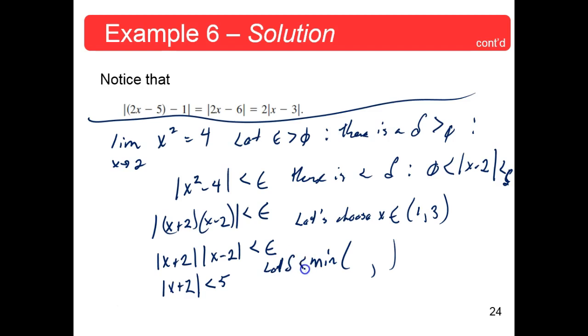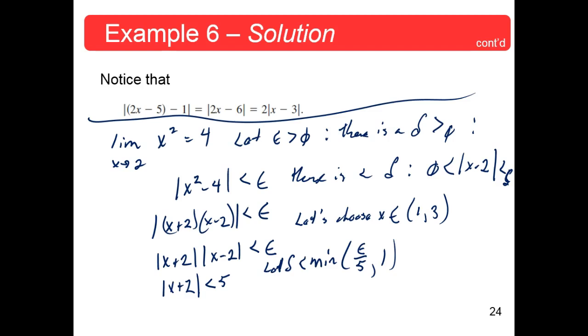Let delta be the minimum of either here, whatever this is, this part has got to be 5, so let that be the minimum of epsilon over 5. You just divide epsilon by 5. That would be the greatest case. Or, on the other hand, 1, okay? The minimum of that or 1, whichever is less.